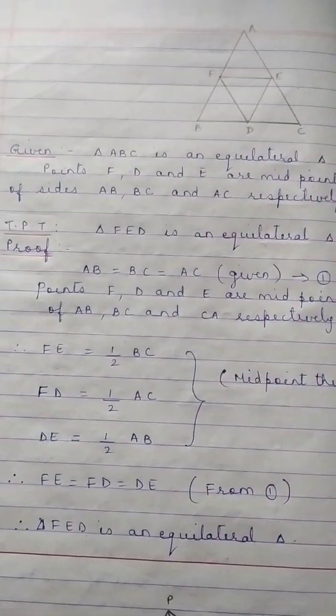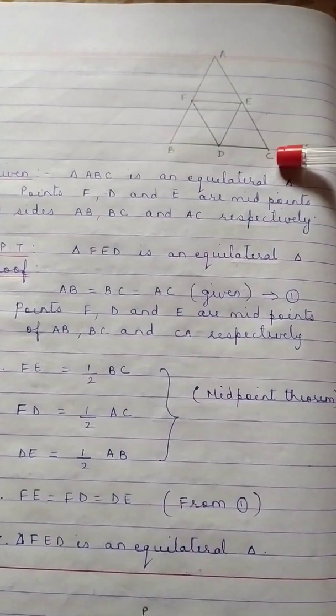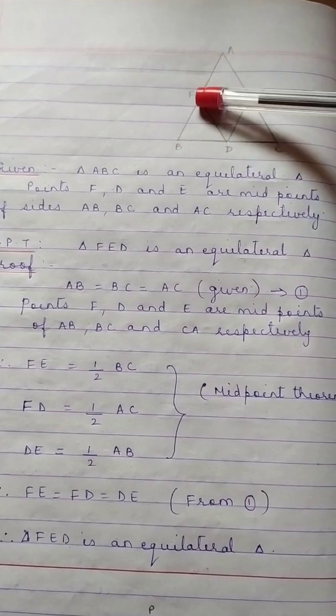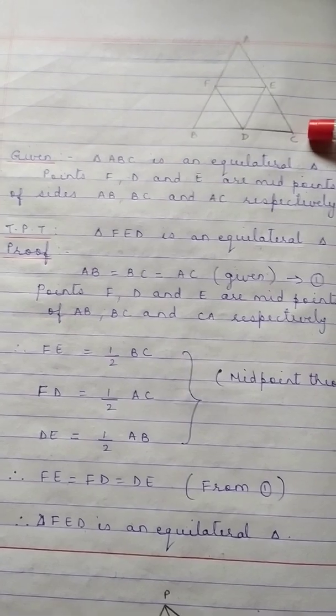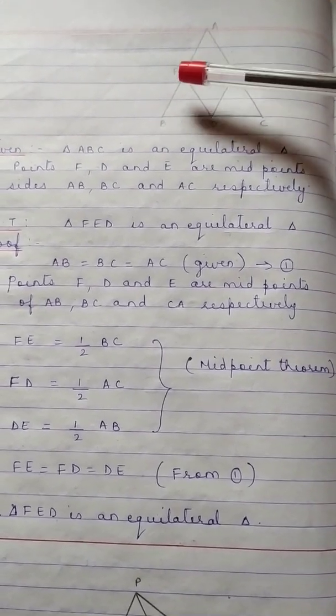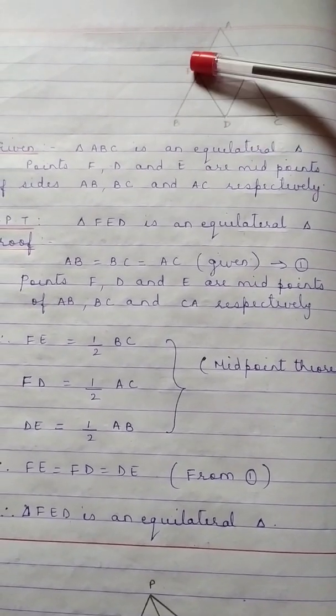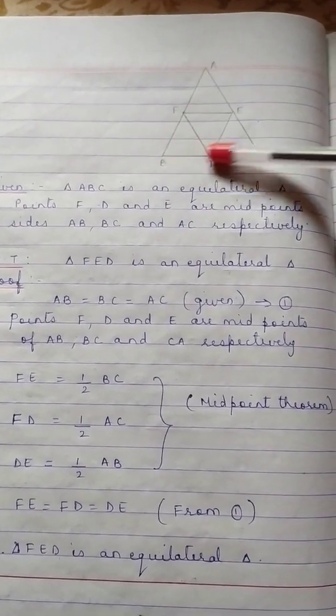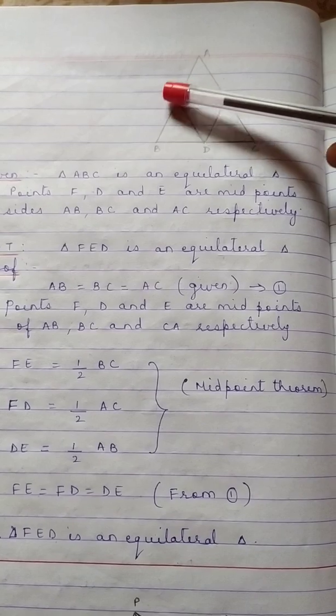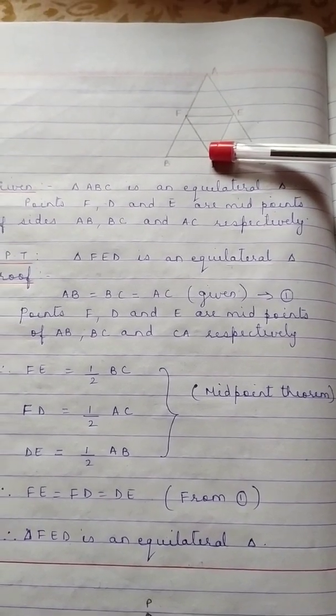Next, we go to the third question, question number 3. This is the figure for it. You are given triangle ABC is an equilateral triangle. Points F, D, E are the midpoints of the sides AB, BC and CA respectively. You have to prove triangle FED also is an equilateral triangle. So, how is the proof? You are given AB, BC and CA are equal. F, D, E are the midpoints.